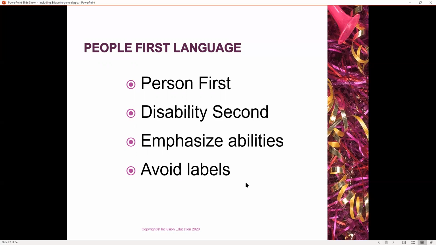When you use people first language, you emphasize the positive, what the person can do. Avoid labels like we talked about: the crazy, the insane, the mentally retarded, all those negative things. We want to speak about people with disabilities, and to people with disabilities, with decency and respect, as a person, not as a disability.